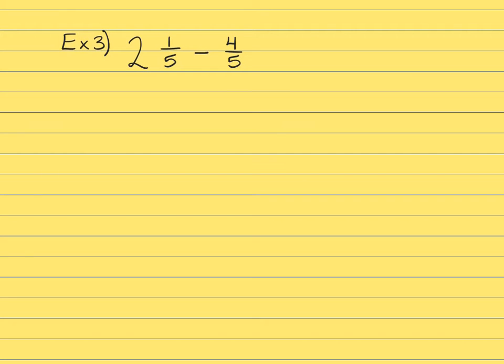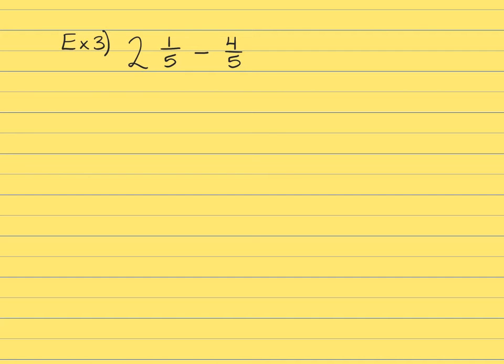For example 3, we have 2 1/5 minus 4/5. This is bringing in a mixed number, 2 1/5, where you have a whole number or an integer followed by a fraction. And these are already with common denominators, but we do have a little problem. We can't say 1 minus 4. We could think back to our integer rules, but that gets more complicated than would be useful here.